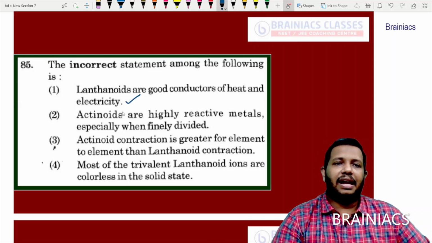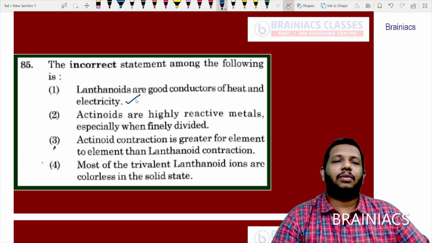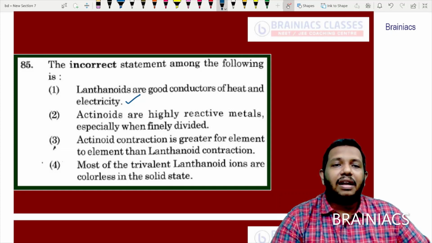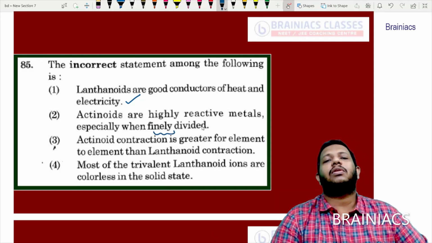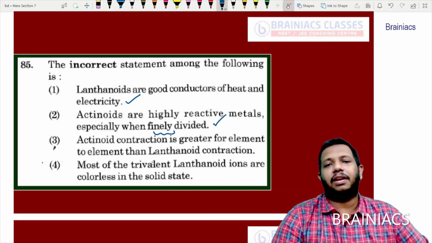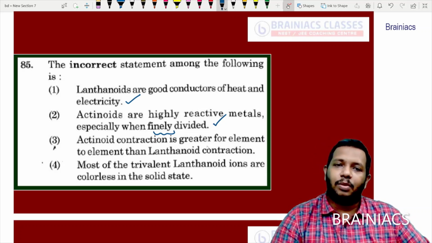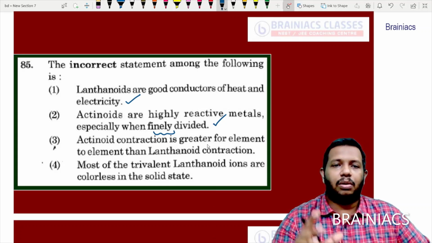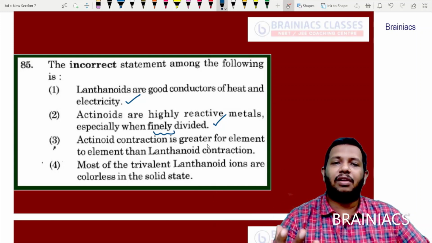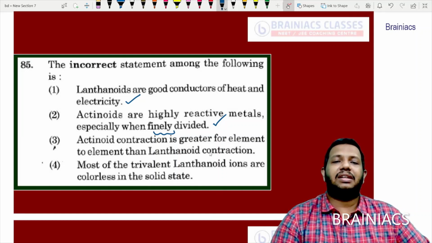Why? Because we know that lanthanoids and actinoids have free electrons, d orbitals and f orbitals are there, so free electrons can easily move, they can be good conductors of heat and electricity. Actinoids are highly reactive metals when finely divided. Correct, because on fine division they have increased surface area, so they can be highly reactive. This is also a true statement. Actinoid contraction is greater for element to element than lanthanoid contraction. That is also correct. If you look at the contraction range, we can see actinoids have much higher contraction. Lanthanoids have more effective screening, so the contraction is very less. So I can say actinoids have greater contraction than lanthanoid contraction.